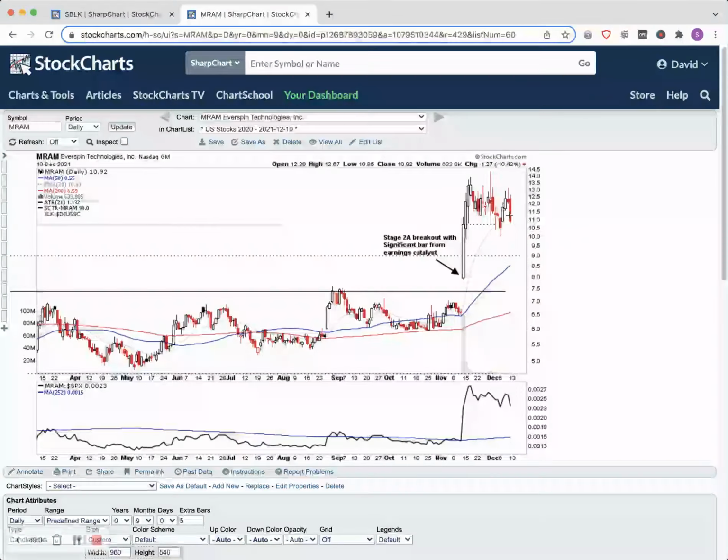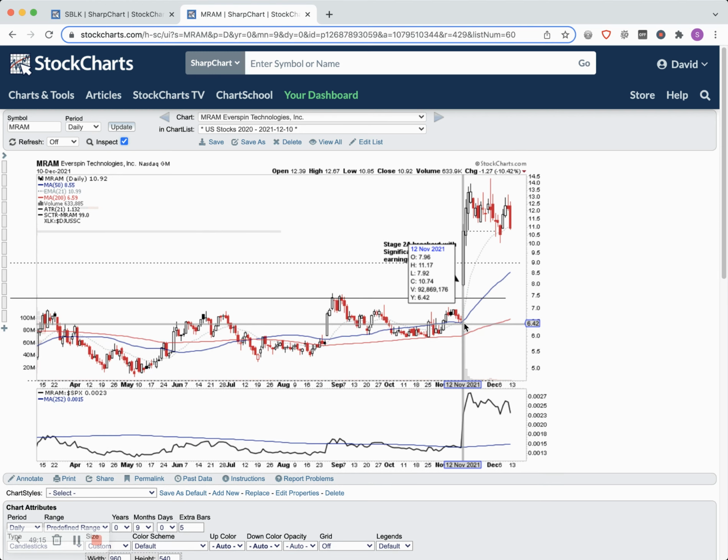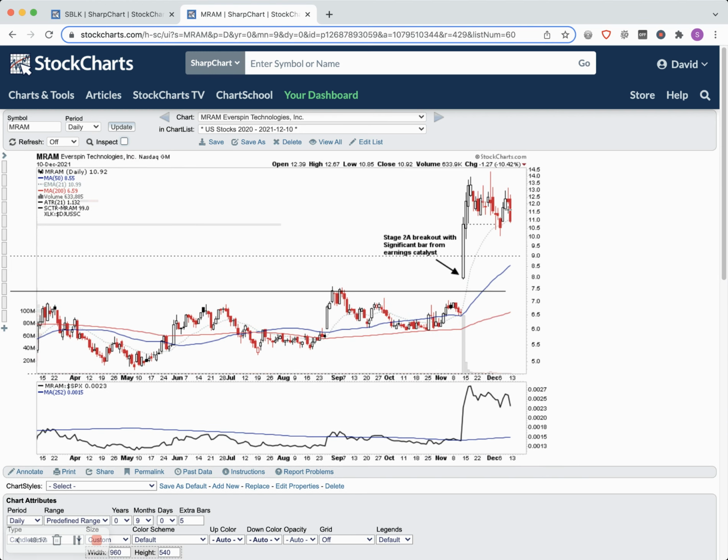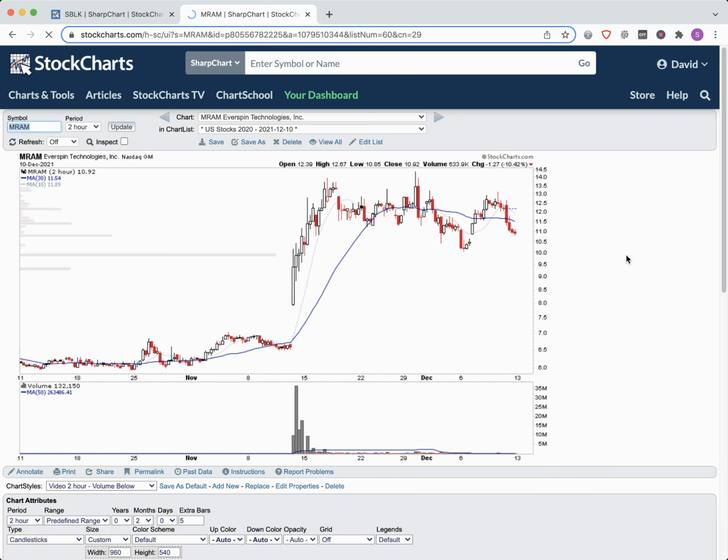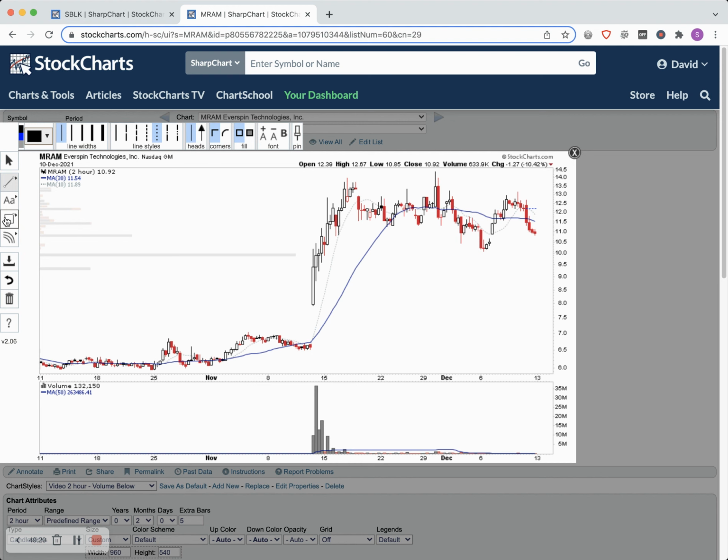So although this bar looks scary on Friday, the volume was small by comparison. There's only 633,000 shares traded compared to this day here where it traded 92 million. So although that was a big scary looking bar there, it's still consolidating in a short-term range. And if we go down on the intraday time frames here, you can see it's potentially got some spring type action in here.